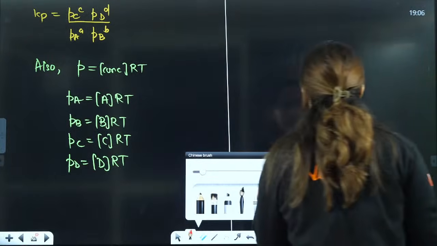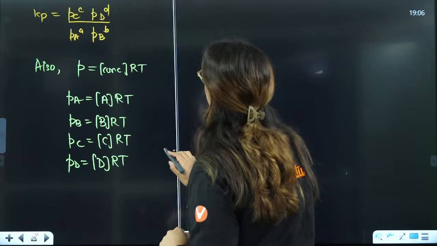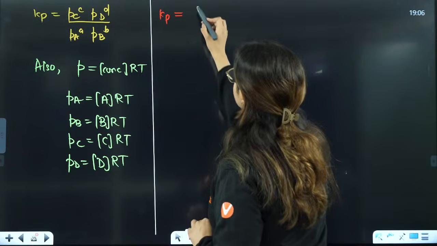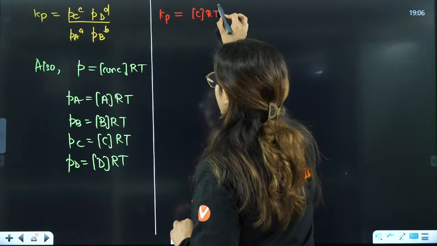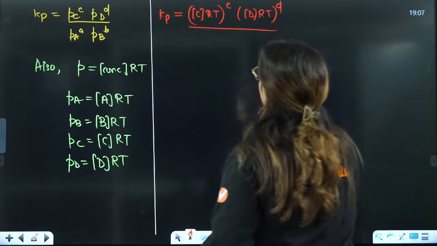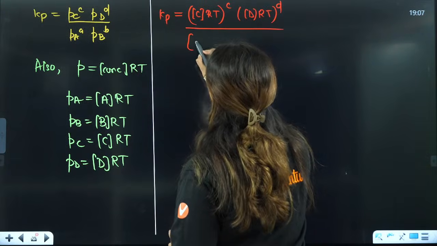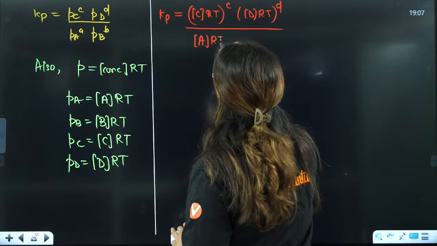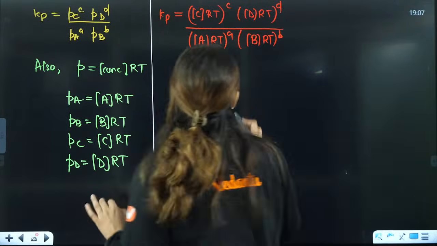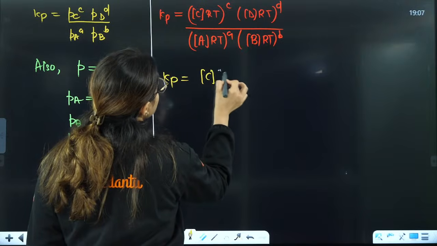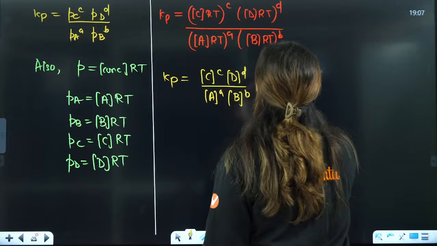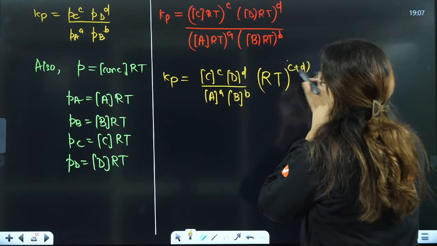Okay. Now if you put all the values there, then Kp will become what? You will write Kp is equal to, Pc means concentration of C times RT, and this will be whole raised to power c. This will be concentration of D times RT, whole raised to power d. Divided by concentration of A times RT raised to power a, and concentration of B times RT raised to power b. Now if you see this, you can take the value of Kp is equal to [C] raised to power c, [D] raised to power d, divided by [A] raised to power a and [B] raised to power b, and this will be RT raised to power (c plus d) minus (a plus b).